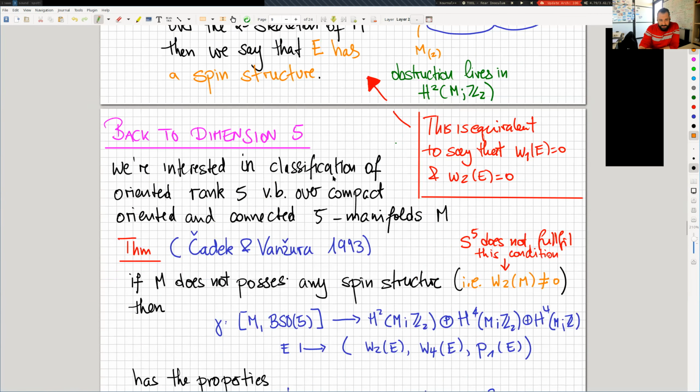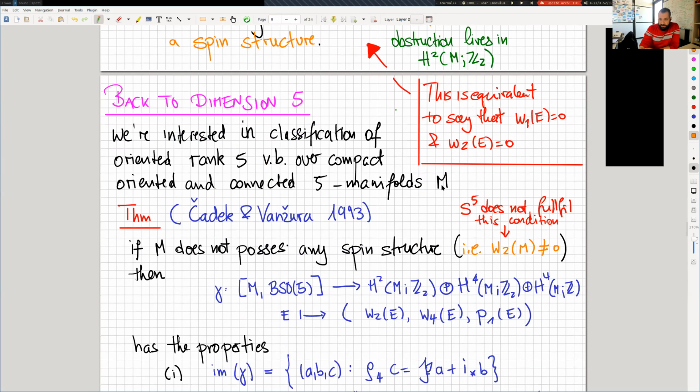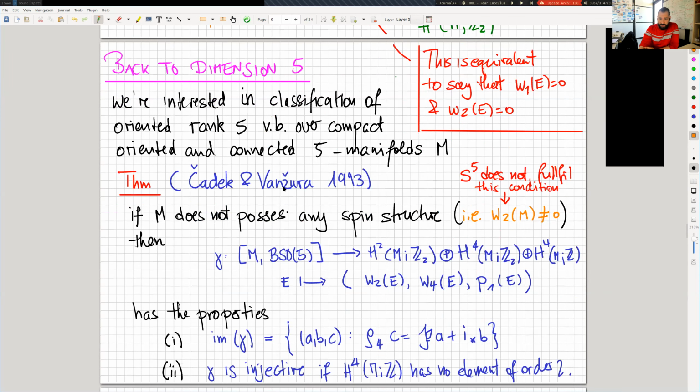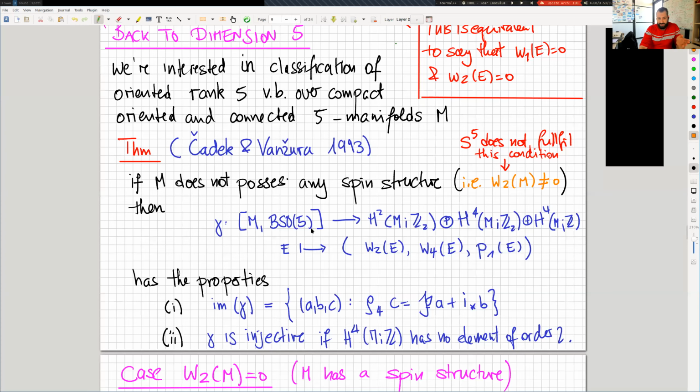So I'm interested in the classification of oriented rank 5 vector bundles, real rank 5 vector bundles, over compact, oriented, and connected 5-manifolds. And the case where M is not spin is a big difference. S5 does not fulfill this condition, so M5 is spin. The case where M is not spin was covered by Czarek and Wanzura in 1993. And the methods are very much the same as the methods of Woodward.